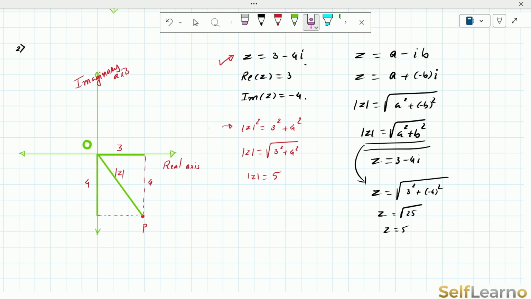Let us try to find the modulus of some special complex numbers. If the number is purely imaginary, then what will be the modulus of that? If the number is purely real, then what will be the modulus of that?